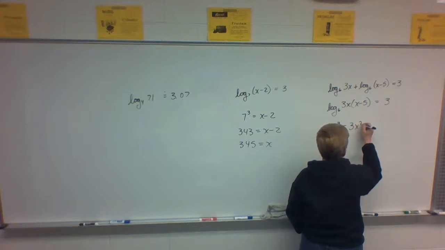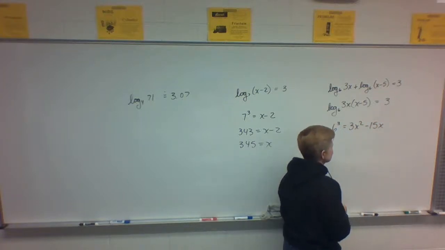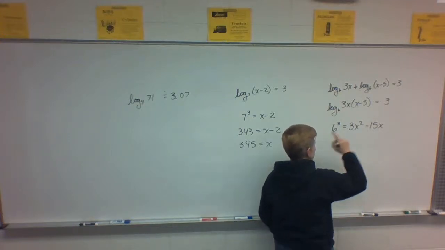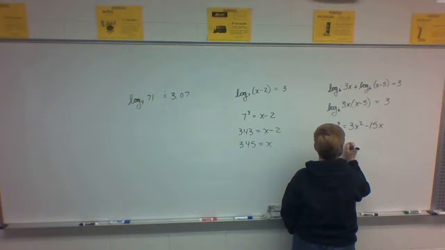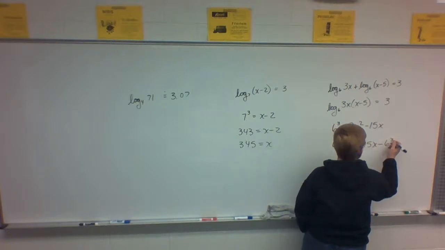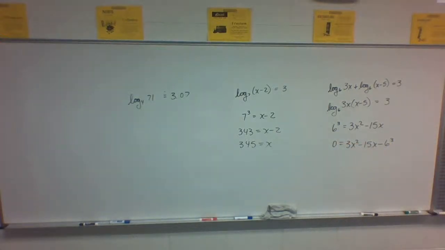3x squared minus 15x. And at that point, you should recognize you've got a quadratic going now. And we're going to have to kick that 6 to the third over there. It's going to be 0 equals 3x squared minus 15x minus 6 to the third. I'm going to leave it that way. I happen to know what 6 to the third is, but you probably don't. You don't need to figure it out.